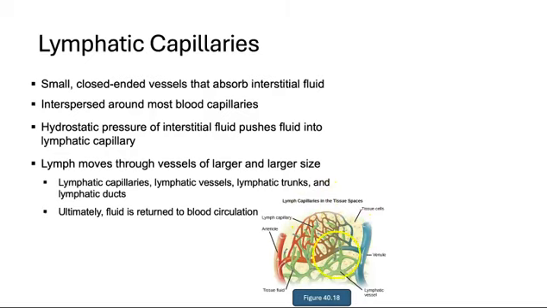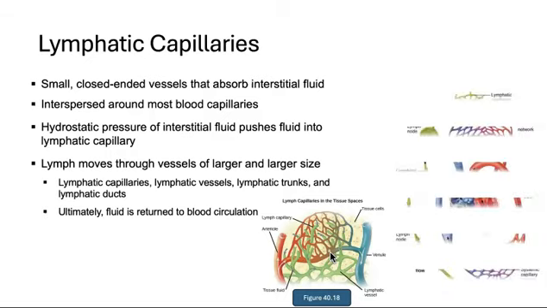And so we'll have a hydrostatic pressure within this interstitial fluid that will help push that fluid into our lymphatic capillaries. Once our lymph moves in here, we are going to move through a system of lymphatic structures to eventually make it back to our blood circulation. These lymphatic capillaries are going to be absent in our avascular tissues, which would include our red bone marrow, our spleen, and our central nervous system.